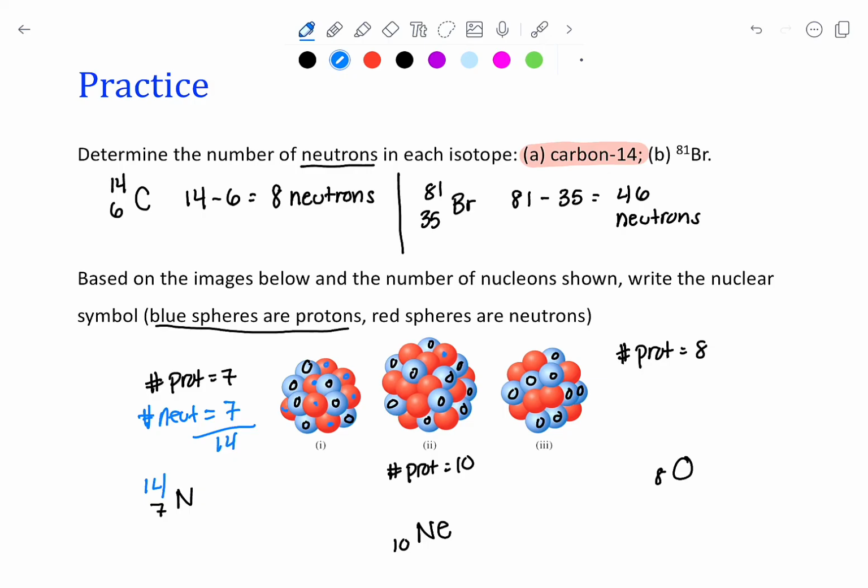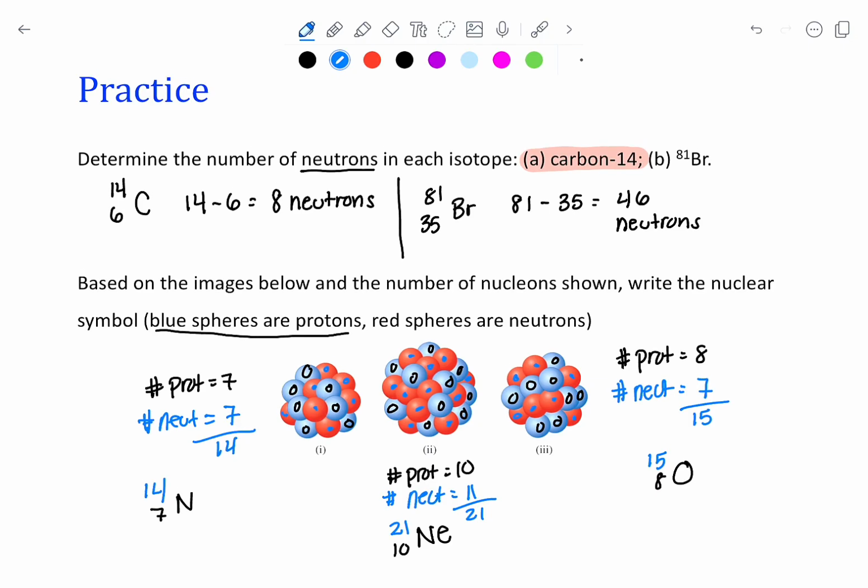In neon, we have 1, 2, 3, 4, 5, 6, 7, 8, 9, 10, 11. There's one hidden there in the back. So our number of neutrons is 11, giving us a mass number of 21. So this would be 21 on top. And finally, for oxygen, we have 1, 2, 3, 4, 5, 6, 7 neutrons. Adding those up, we have a mass number of 15, which we put on the top there.